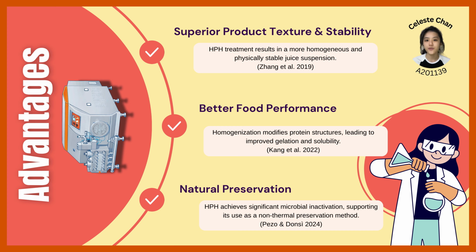Next, for better food performance, the process improves how proteins gel and emulsify, leading to a superior final texture. The article confirms that homogenization modifies protein structures, which directly leads to improved gelation and solubility in products like yogurt and plant-based alternatives.